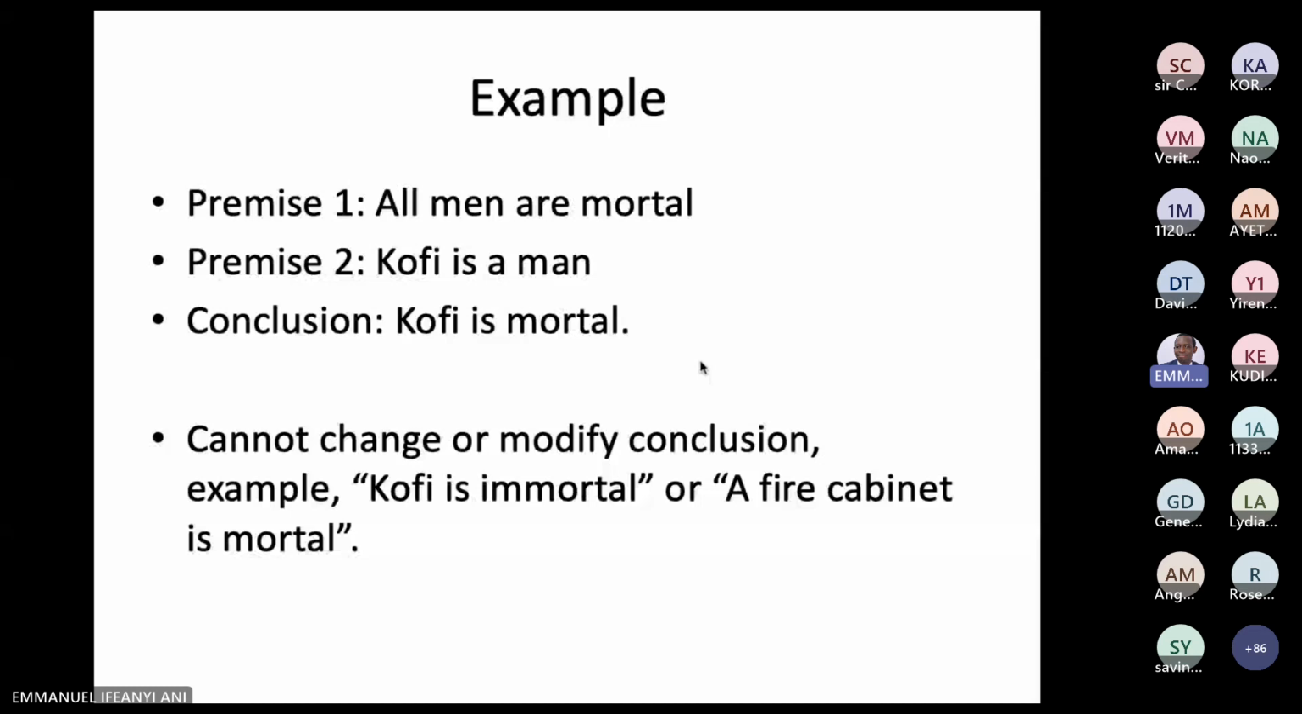The nature of the relationship between premises 1 and 2 automatically tells you which one is the subject of the conclusion and which one is the predicate. So you know from premises 1 and 2 that Kofi will be the subject of the conclusion and mortal will be the predicate. So you can see that it's simply a mathematical operation which you cannot do anything about.